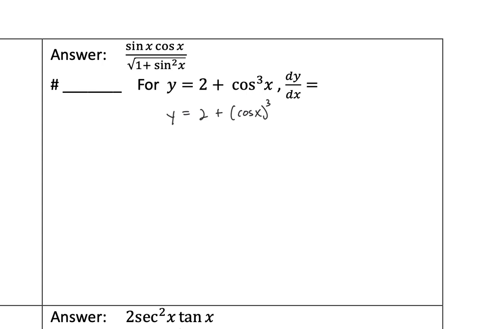Okay, so definitely a chain rule. The derivative of 2 is just going to be 0, so that'll go away. But once we're taking the derivative of cosine cubed, definitely cosine is the inside function in the chain rule, right? Something other than x to an exponent means that we're going to have a chain rule. So the inside will be cosine. Make that cosine just an x. That'll tell you what the outside function is, which is x cubed. We'll take derivatives.